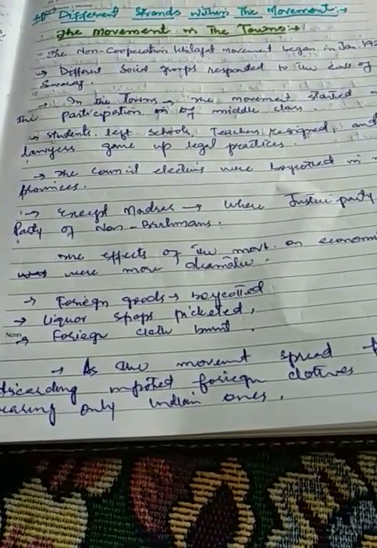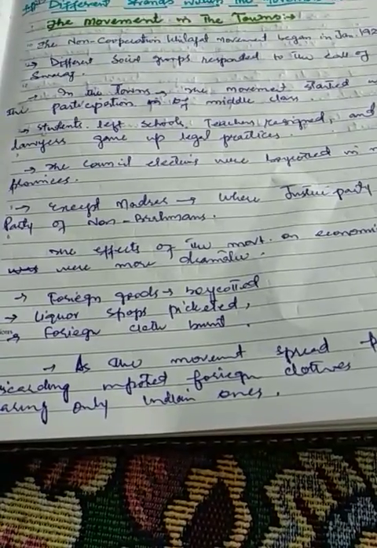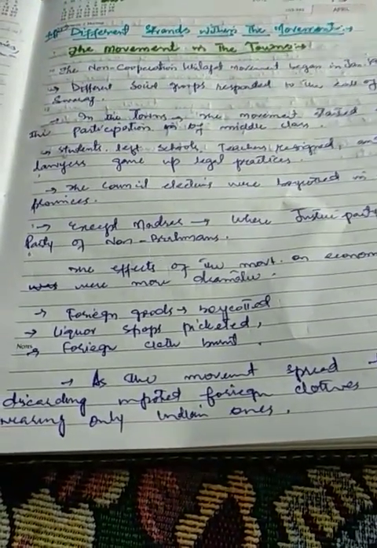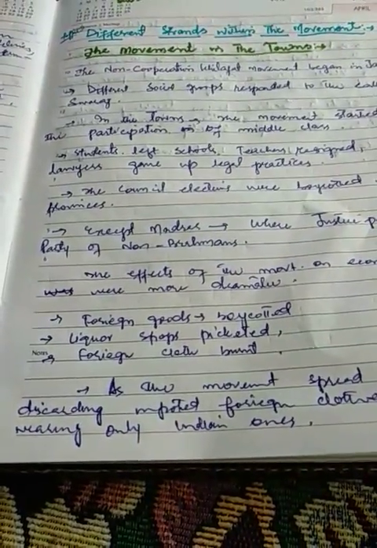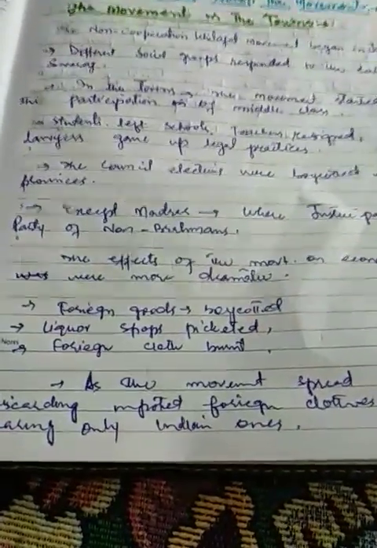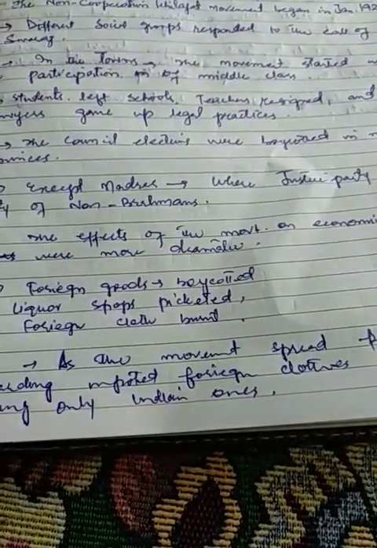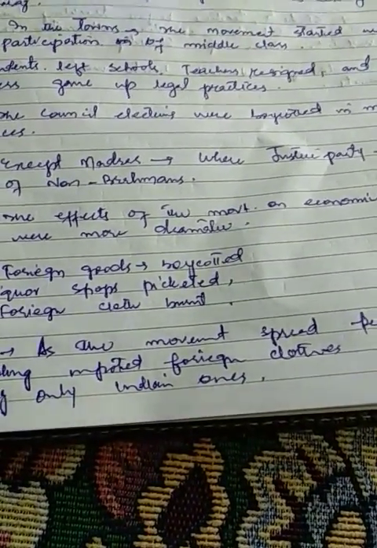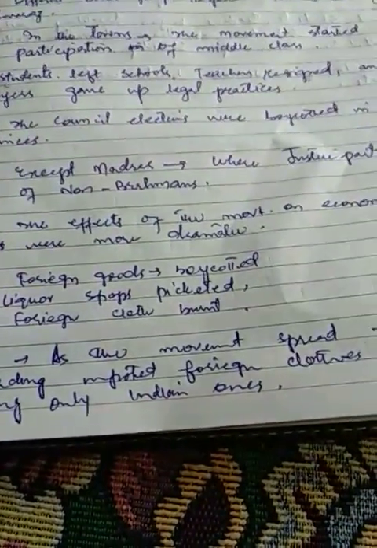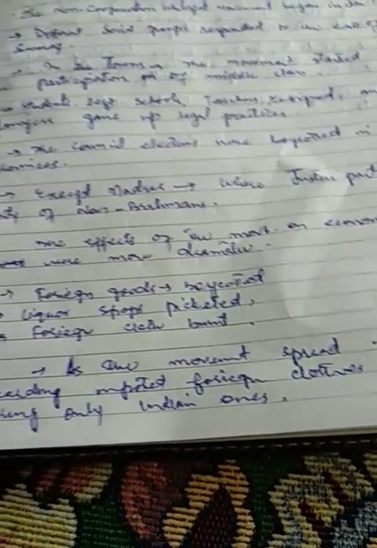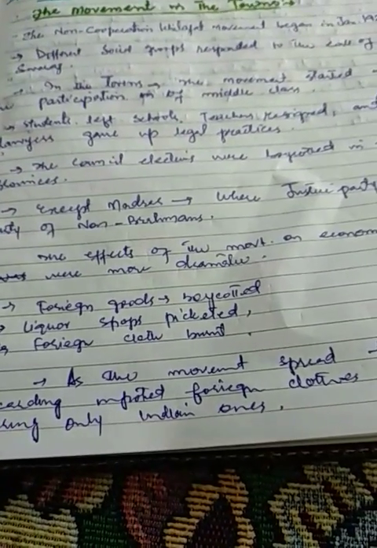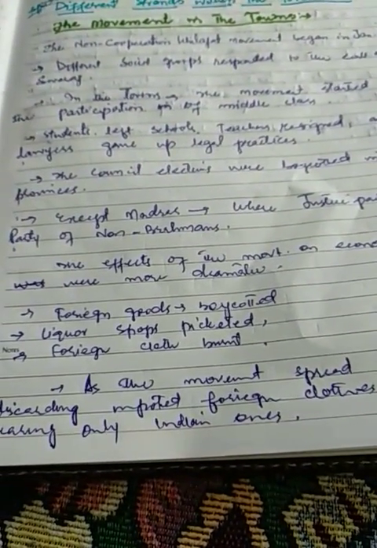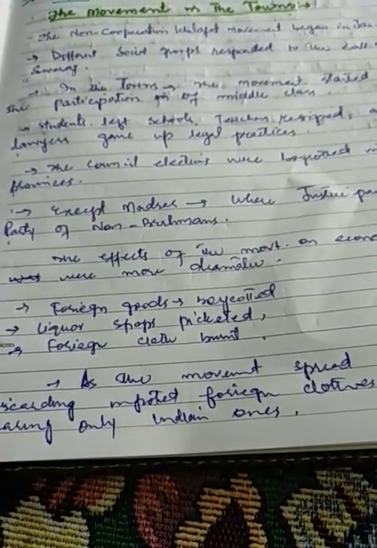Picketed means it's a form of demonstration, or a form of protest, by which people block the entrance to a shop or a factory or office. So liquor shops were also picketed. Foreign cloth was also burnt. As a result, when this movement spread all over the towns and cities, people began discarding imported foreign clothes, and now they began to wear only the clothes which were made in India. Foreign cloth was boycotted, and in place of that, Indian cloth was used by the people living in the towns.